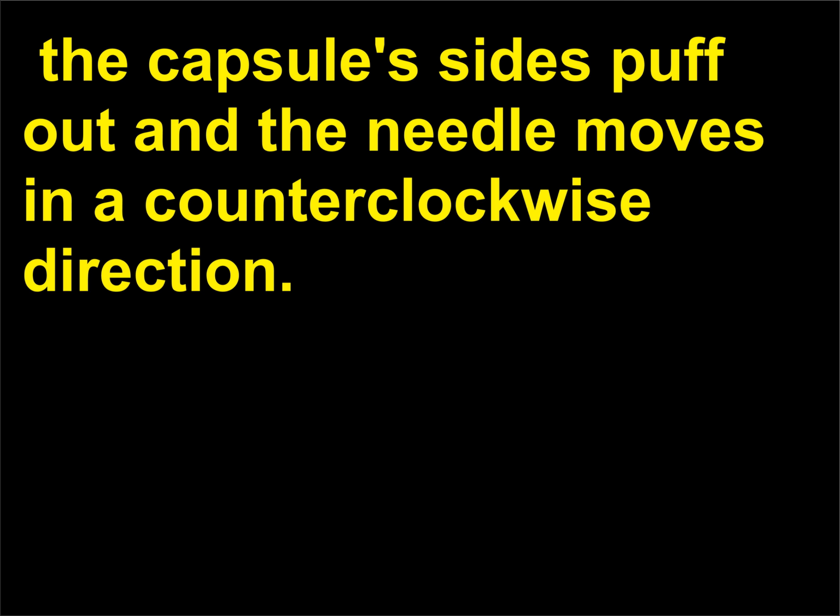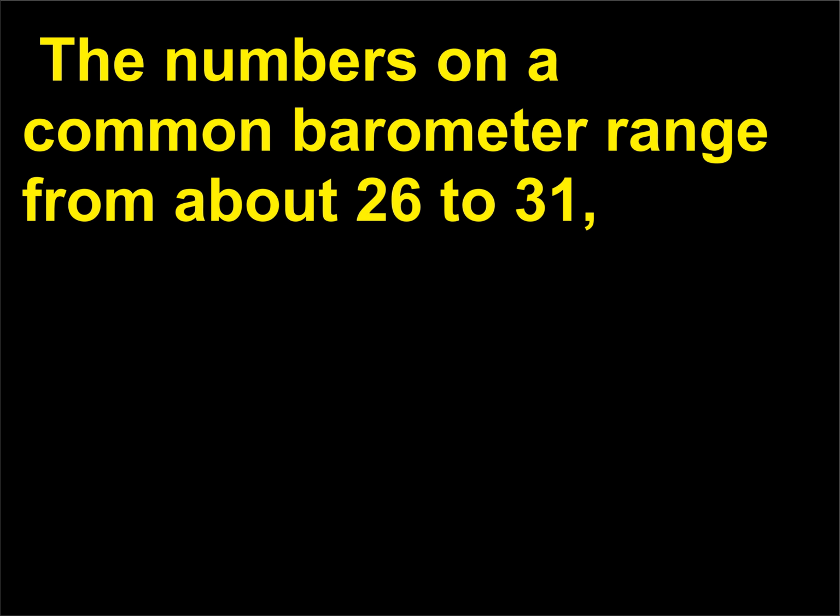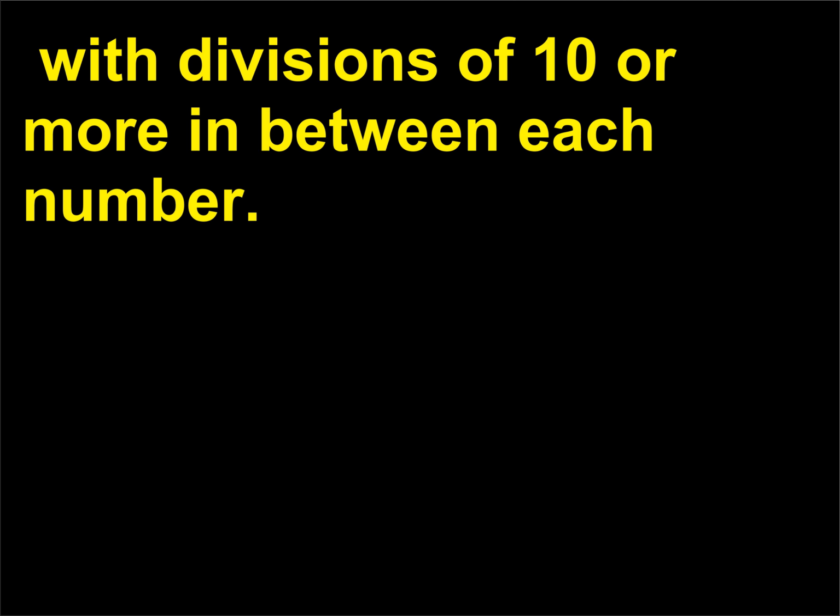When the air pressure decreases or falls, the capsule's sides puff out and the needle moves in a counterclockwise direction. The numbers on a common barometer range from about 26 to 31, with divisions of 10 or more in between each number.